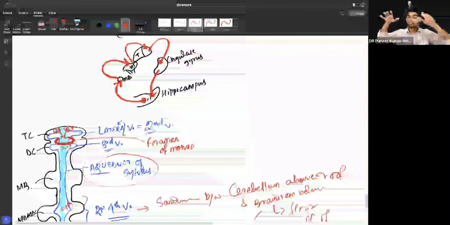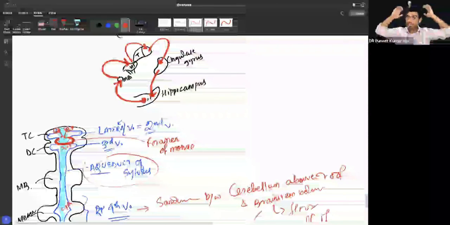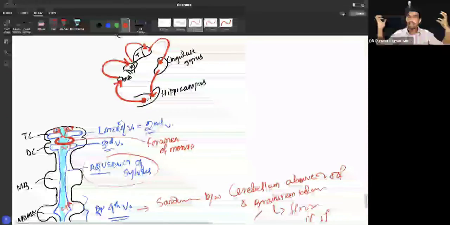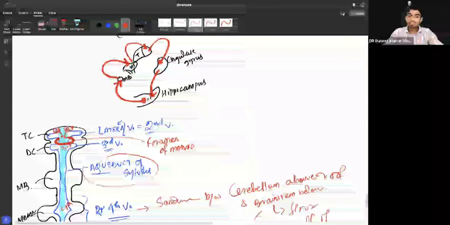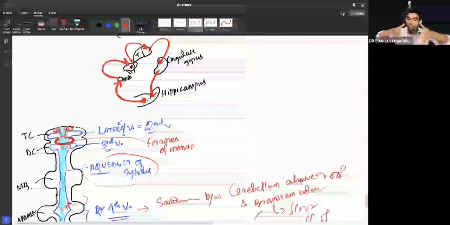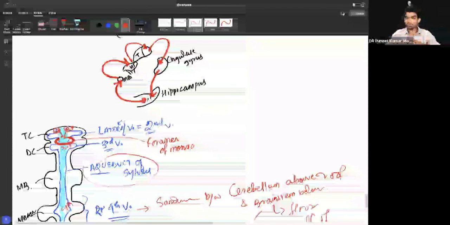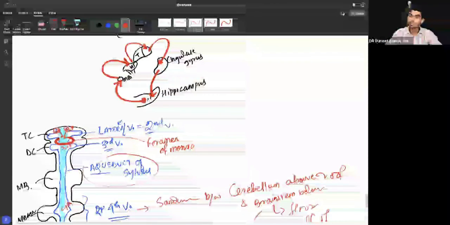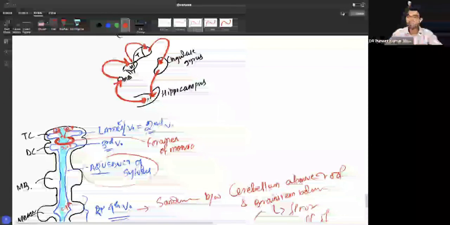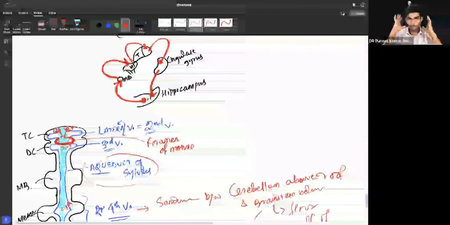And now the CSF is present in the lateral ventricle. CSF is formed in the lateral ventricle mainly at the roof by the choroid plexus. From the lateral ventricle, the CSF goes to the third ventricle through a foramen called foramen of Monro. From the third ventricle, the CSF runs downward to the fourth ventricle through a canal-like structure called aqueduct of Sylvius. Now the CSF is present in the fourth ventricle.